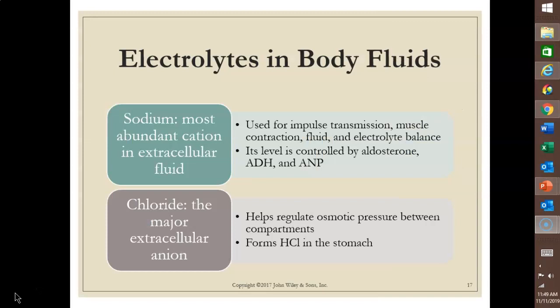We'll begin with sodium because, as I mentioned, it's the most abundant ion in the extracellular fluid. So sodium plays a very important role in fluid and electrolyte balance. The flow of sodium through voltage-gated channels in the cell membranes is also responsible for generating and conducting action potentials in neurons and muscle fibers.